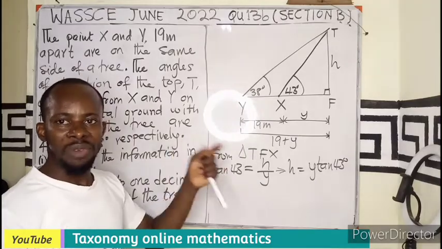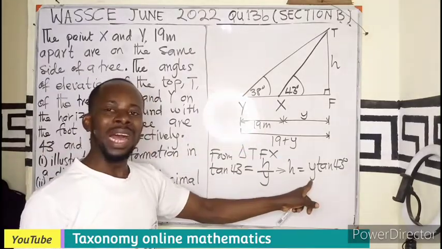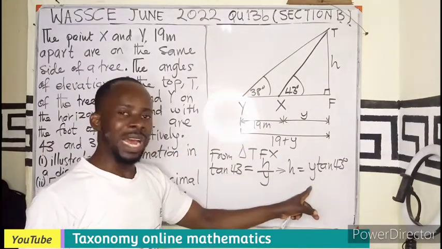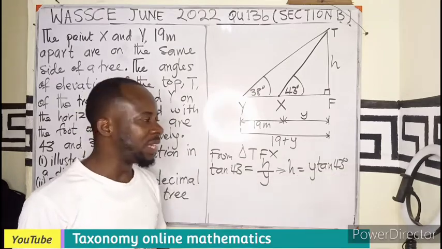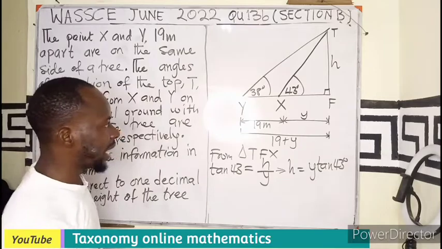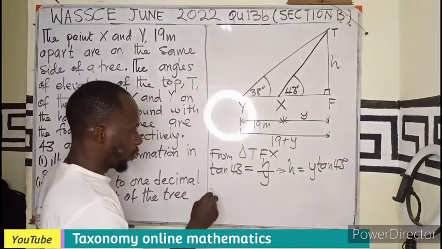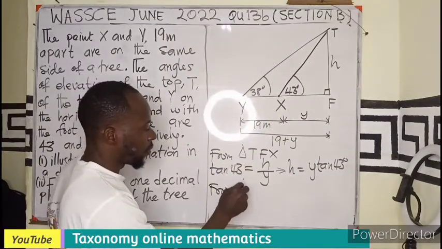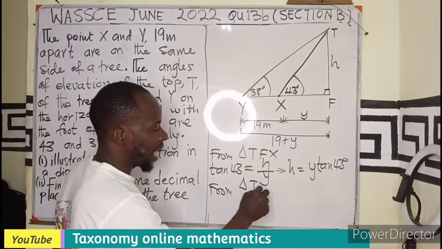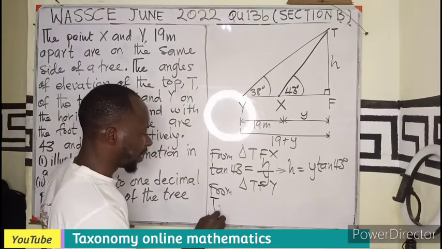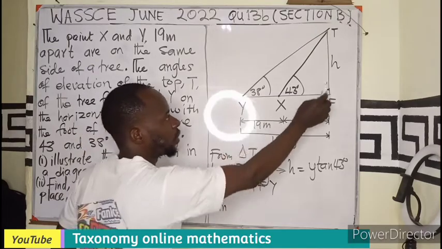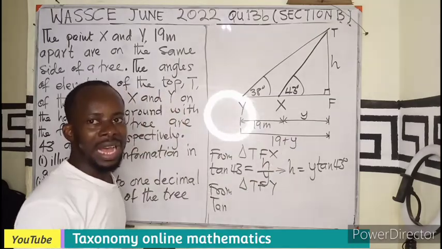And that will be our first equation, because y is unknown. We cannot multiply an unknown with a variable to get something. So h will be given to us in this form. Then I will take the second triangle, which will be from triangle TFY, still using tan because it's going to be opposite over adjacent.